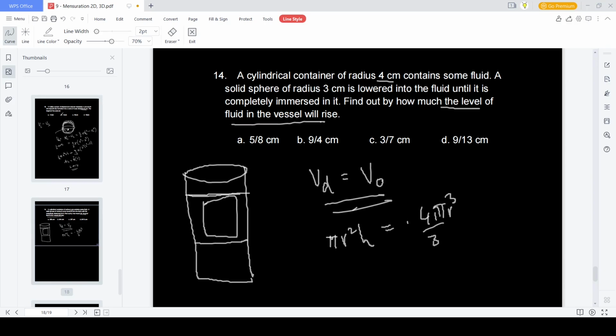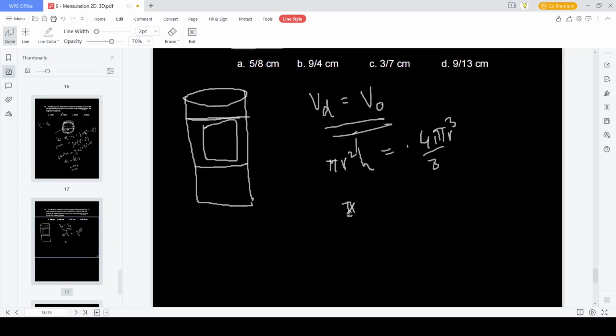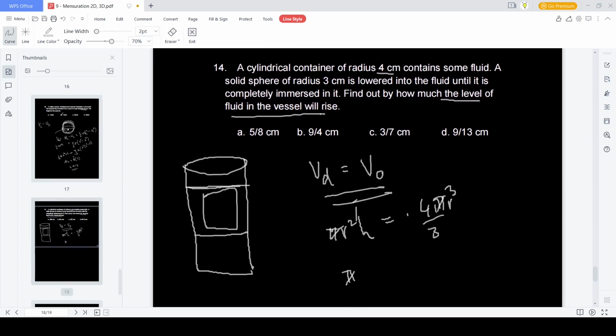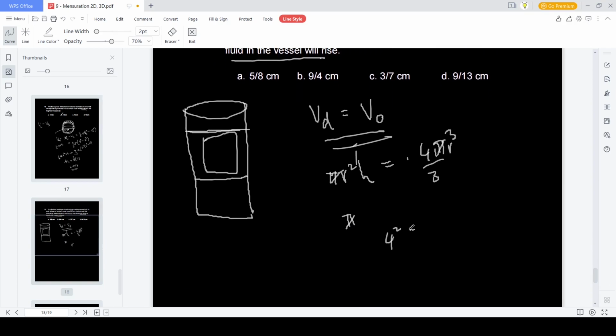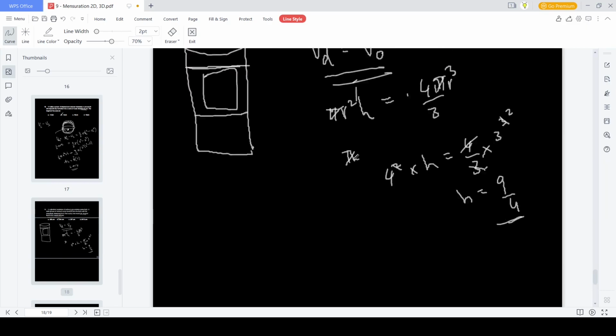And here the radius is 4 centimeter, not the same. So pi and pi can cancel because that is the same always. R square on this side is the radius of the cylinder, that is 4 square into height displaced is equal to 4 by 3 into 3 cube. So this can become 3 square, this can become 3, and 4 and 4 square can cancel, so height becomes 9 by 4. That will be the answer.